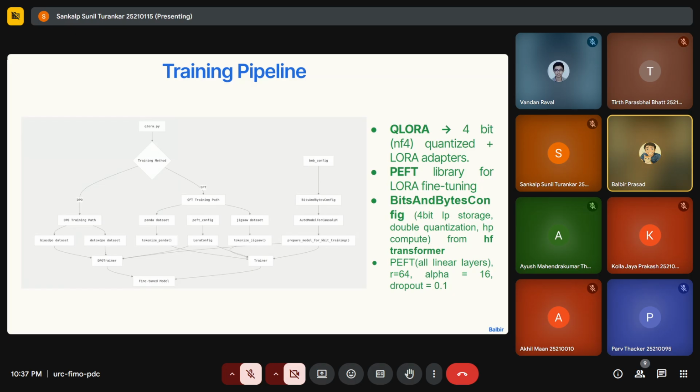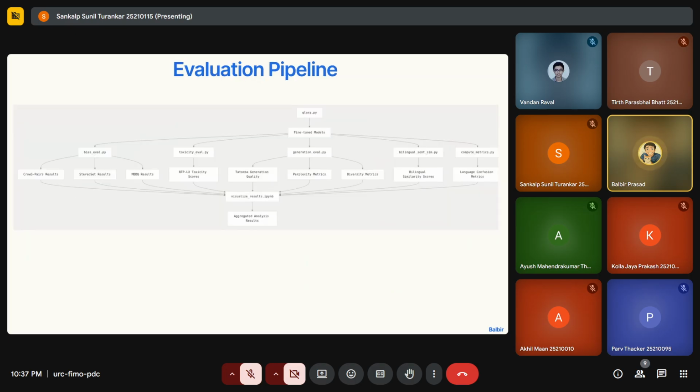Okay, next slide. And this is the evaluation pipeline which was observed.